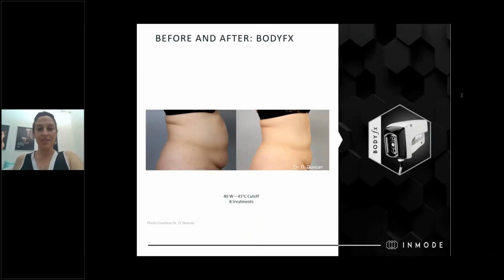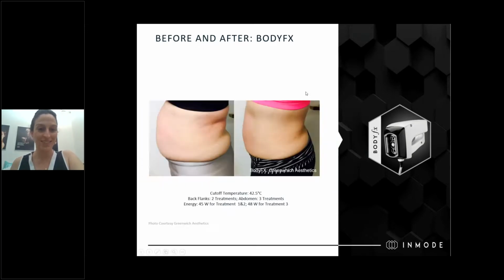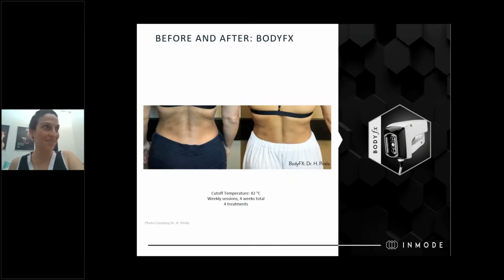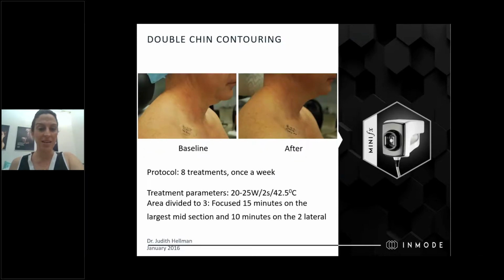And a little bit of before and afters. Let's go through that as well. Okay, so the good results are showing again and again for different body areas and different indications, like circumference reduction and cellulite appearance.